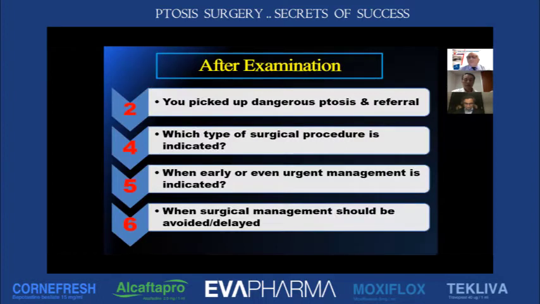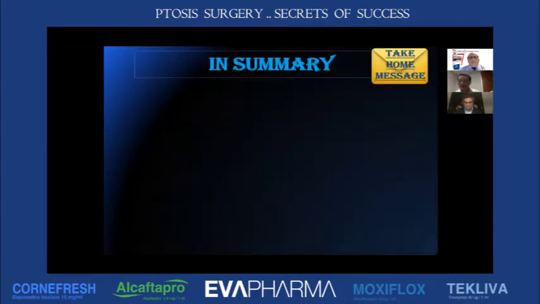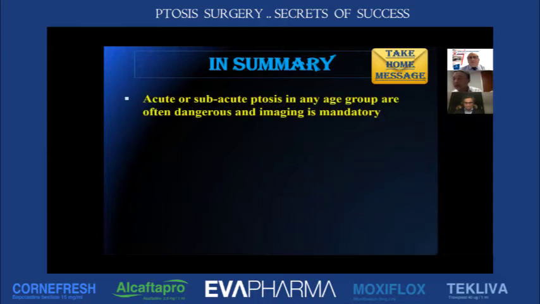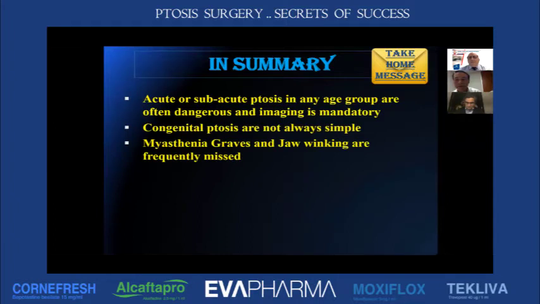You decided which type of surgical procedure is indicated according to the levator function and associated syndromes, and when early or urgent management is indicated, and when you should avoid surgery. So in summary, acute or subacute ptosis in any age group are often dangerous, and imaging is mandatory. Congenital ptosis are not always simple. Myasthenia gravis and jaw winking are frequently missed if you did not ask during history.